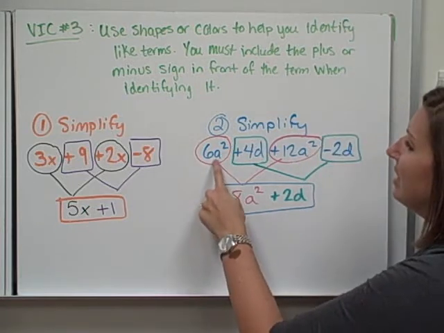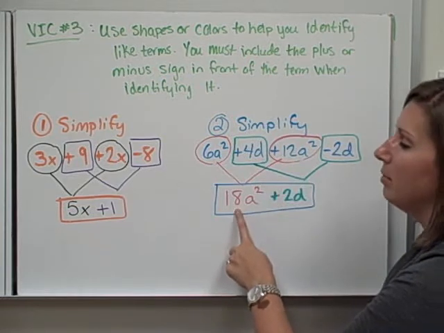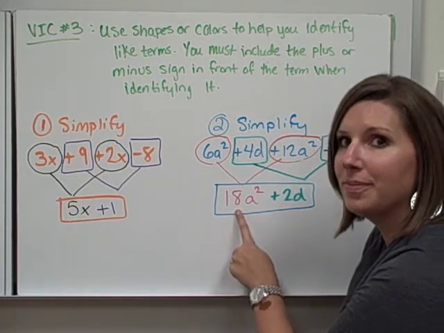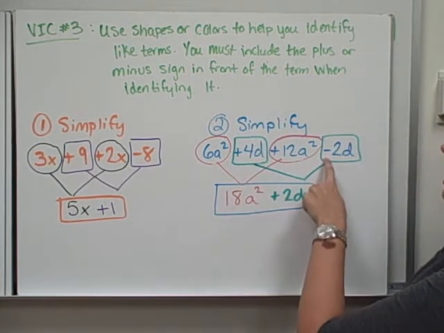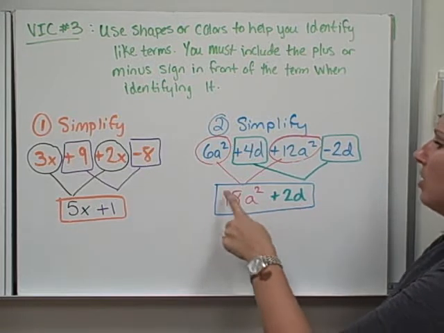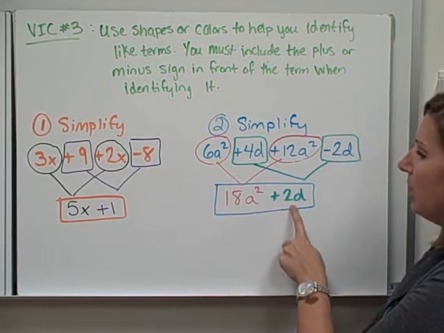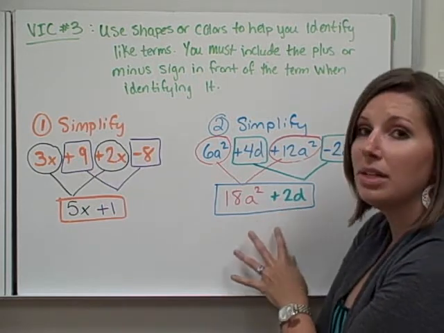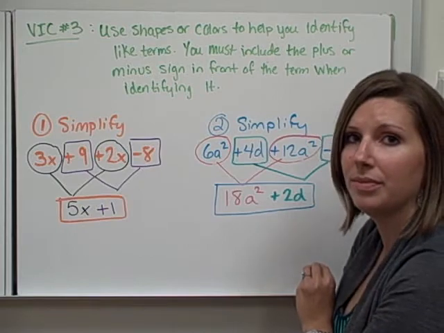So I've got 6a squared plus 12a squared. Altogether, that gives me 18a squareds, or 18a squared. I've got a positive 4d, take away 2d. Altogether, that gives me 2d. So all in all, I've got 18a squared plus 2d. That's the simplest I can write this expression. So that's my final answer.